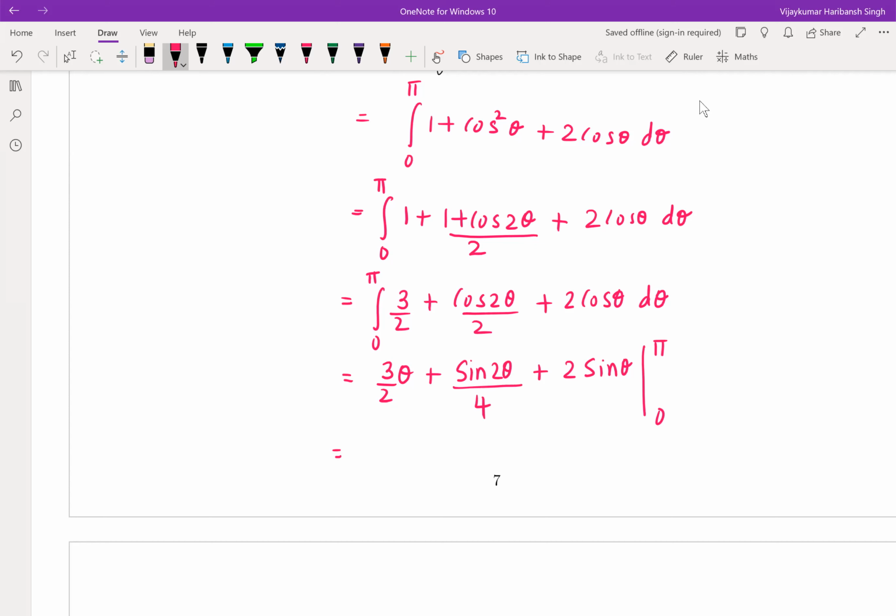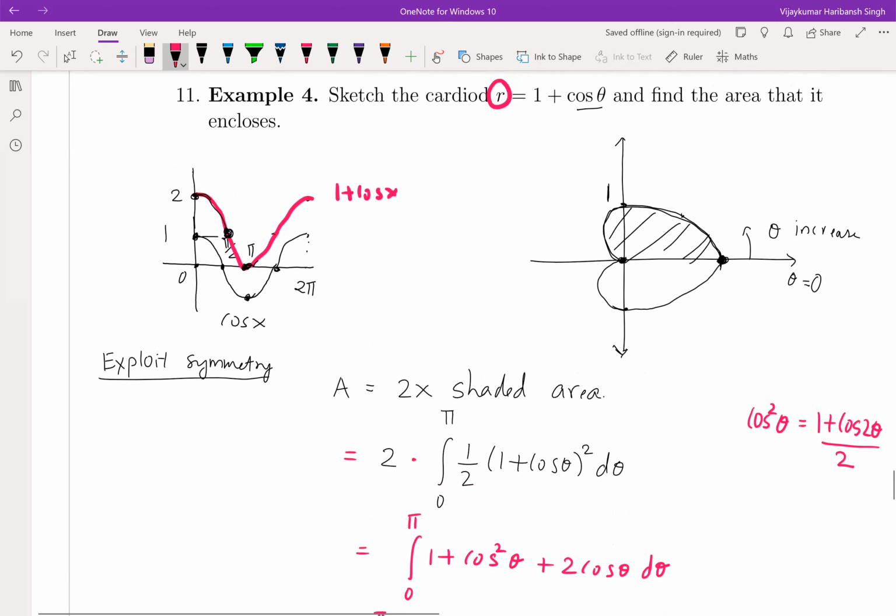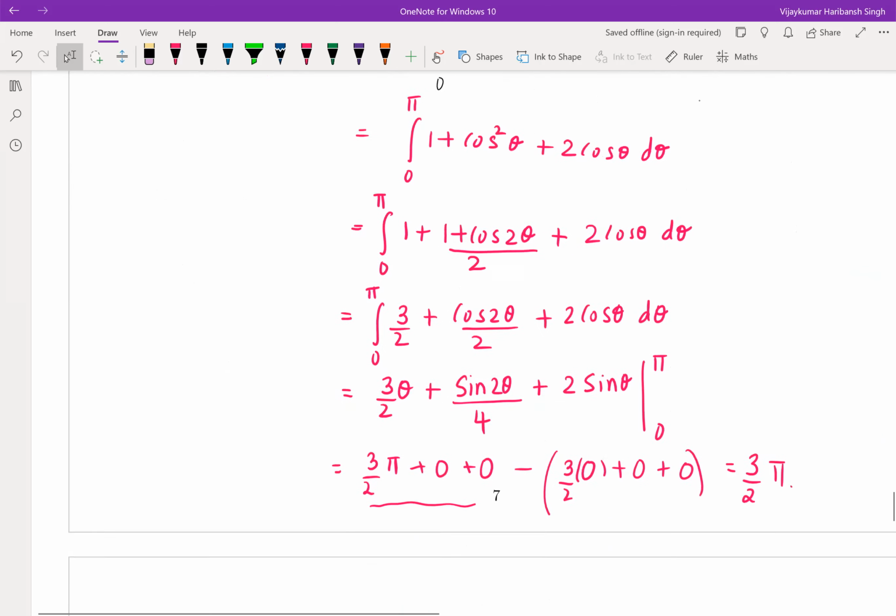So when we substitute, we get, when you put pi, 3 by 2 pi plus, now sine of 2 pi is 0, plus sine of pi is also 0, so that's the upper limit, minus the lower limit. When you put 0, you get 3 by 2 times 0, sine 0 is 0, so 0 plus 2 times 0, again 0. So the answer is 3 by 2 pi. So we managed to find the total area of the cardioid. This is how we find the area of a cardioid.